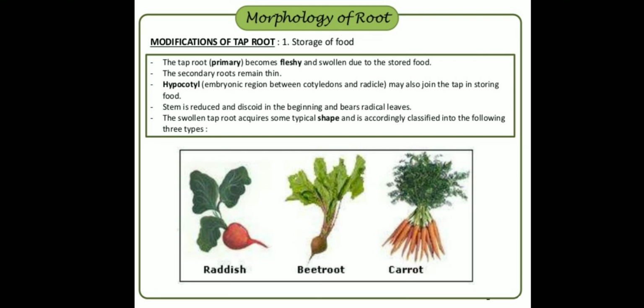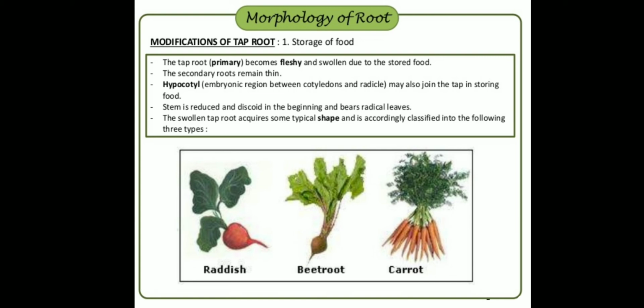The taproot or primary root becomes fleshy and swollen due to the stored food. The secondary roots remain thin. The hypocotyl, that is the embryonic region between cotyledons and radicle, may join the taproot in storing food. The stem is reduced and discoid at the beginning and bears radical leaves. The swollen taproot acquires some typical shape and is accordingly classified into the following three types. See there, radish, beetroot, carrot, they have different shapes, isn't it?